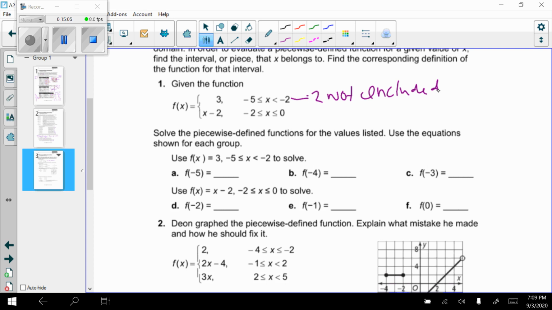So this first one, they give me f of x equals 3. So they're telling me that this is the equation I'm going to use. The negative 5, x is between negative 5 and negative 2. Okay? What they're telling me is that no matter what x value I plug in, my y value is always 3. This would be a graph of a horizontal line. So these first three are easy because I don't have a variable to plug in.